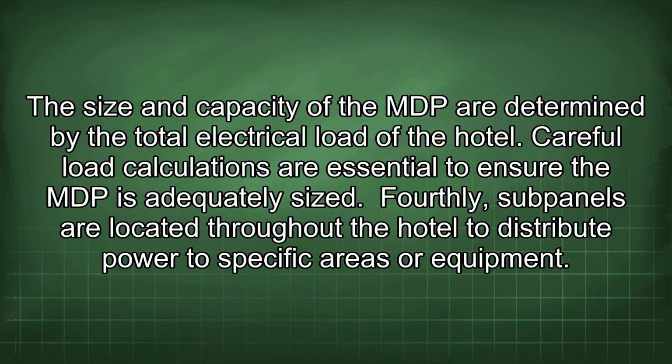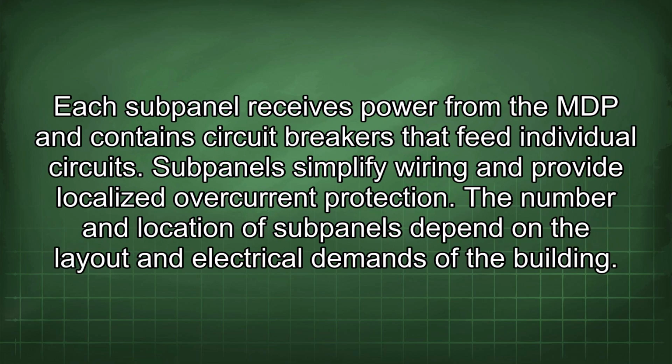Fourthly, subpanels are located throughout the hotel to distribute power to specific areas or equipment. Each subpanel receives power from the MDP and contains circuit breakers that feed individual circuits. Subpanels simplify wiring and provide localized overcurrent protection. The number and location of subpanels depend on the layout and electrical demands of the building.